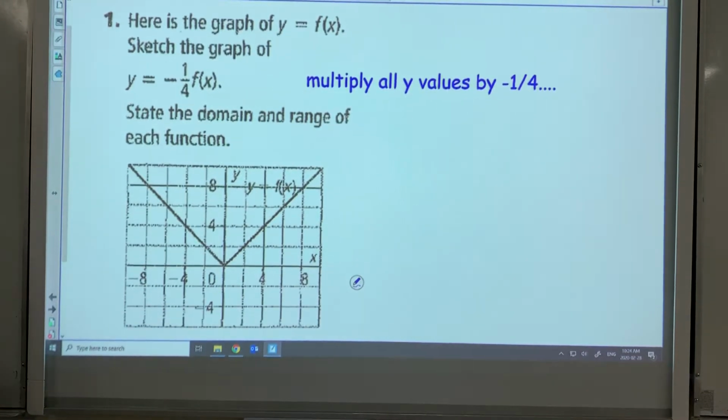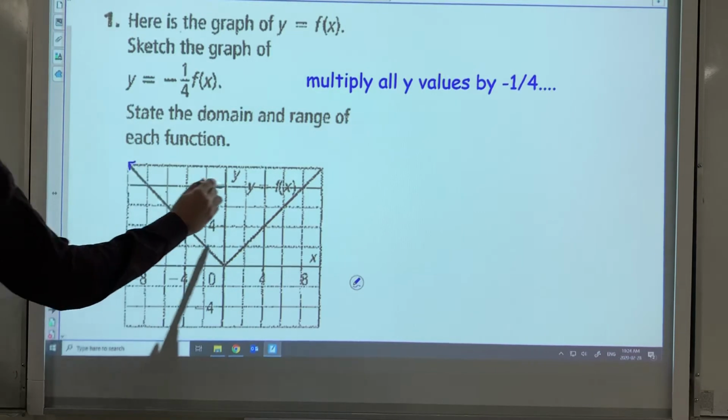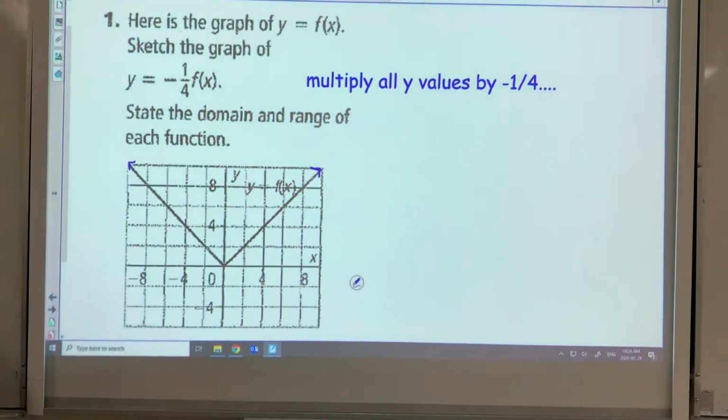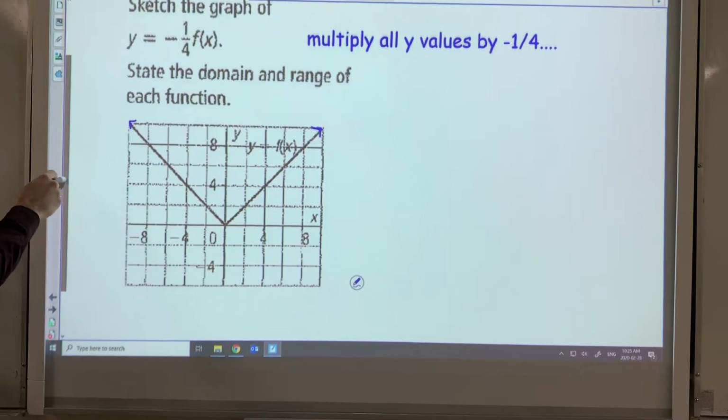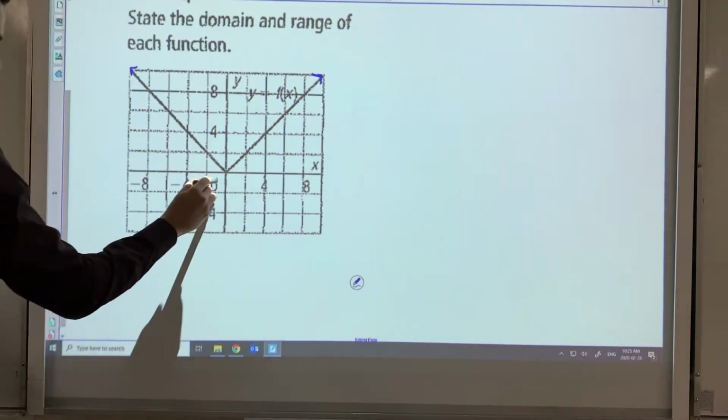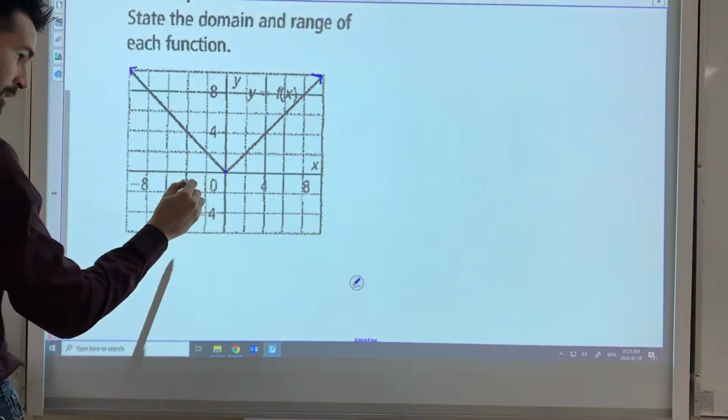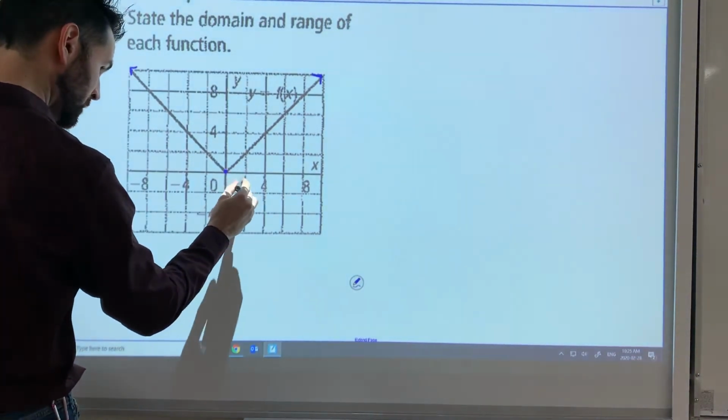I'm going to do a little bit less work on this one. Just add in the little arrows, meaning that it goes on forever. So this is a fractional one. We're going to multiply all the y values by negative a quarter. I'm just going to try to do the work directly on here. This would be a good point to pick. Be careful of the scale. It's going up by 2s.